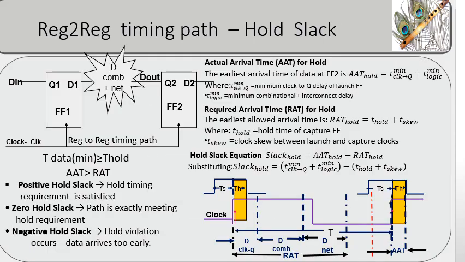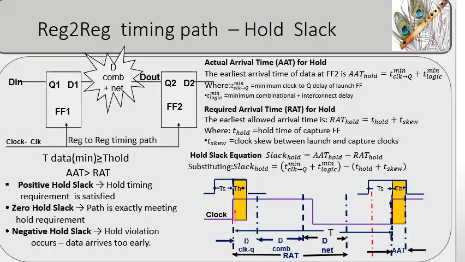Two flip-flops, FF1 and FF2, are connected in sequence through combinational logic and interconnect delay. The outputs Q1, Q2, and the inputs D1, D2, represent the data flow path between the flip-flops. The timing diagram illustrates the clock and the data waveforms, highlighting how signals propagate through the circuit.